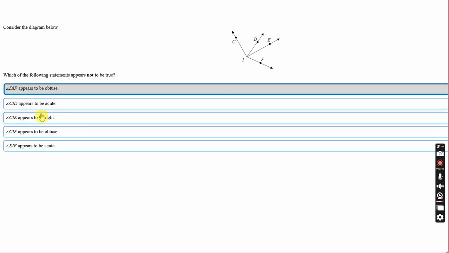So we have CID. CID appears to be acute. Yes, it is acute. The lines are coming together, closer together than a 90 degree. Remember, 90 degree is this, and any line that's coming closer together forms an acute.